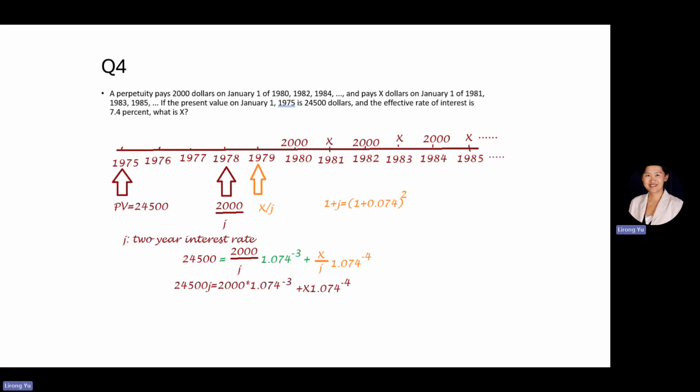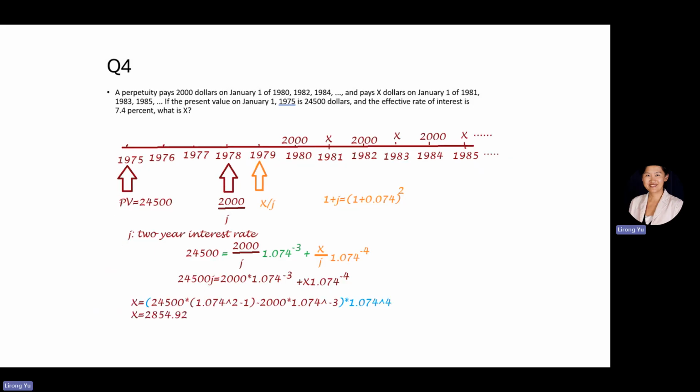From here, you can put in the actual value for J and do the calculation for X. This is how I did it. I multiplied both sides of the equation by J. And we know 1 plus J equals 1.074 to the power 2. Therefore, you can calculate J. So you subtract: 24,500 multiplied by J minus 2,000 times 1.074 to the power negative 3, that whole subtraction, then you multiply by 1.074 to the power 4, which will give you the value of X. Once you reach the last stage of solving the equation, you can do whichever method is comfortable to you. But this is the solution for question 4.